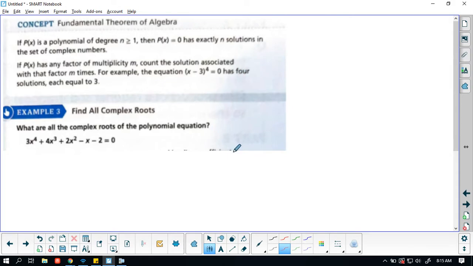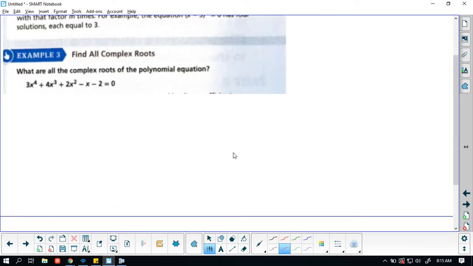So example 3, what are the complex roots of the polynomial equation? Okay, we have a degree 4 here, so we have 4 solutions to this equation. We'll have 4 factors to this. So let's figure out what possible rational roots we have.